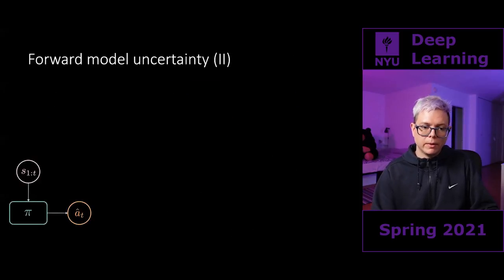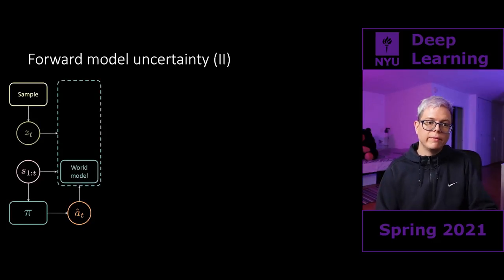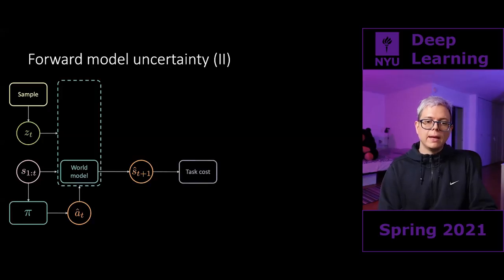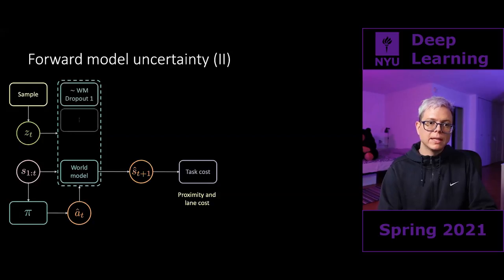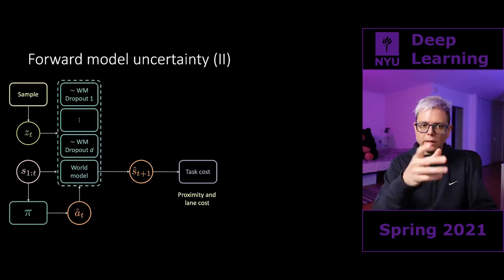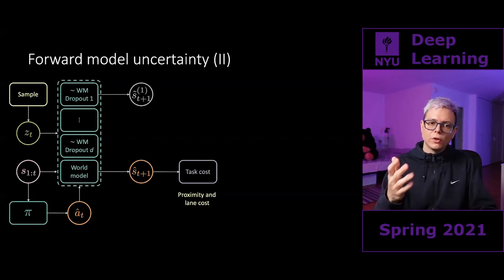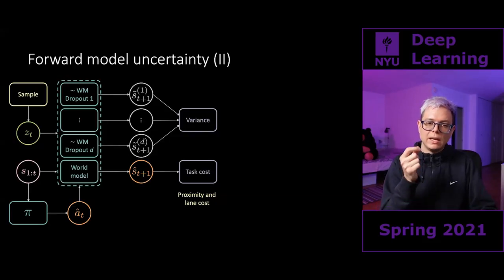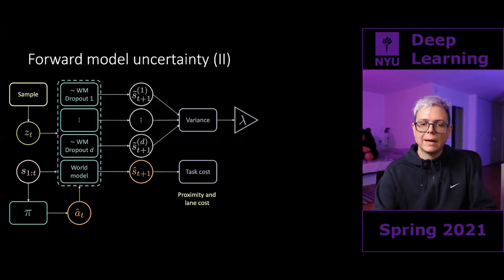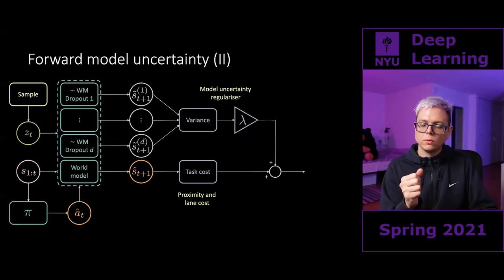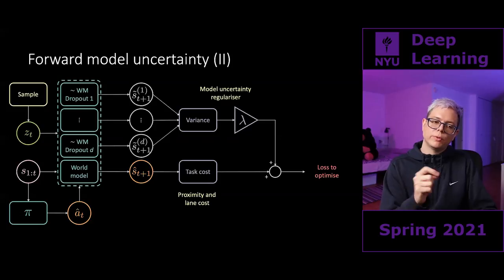Cool. So we have our predictive, our policy, which is feeding our world model. And then we have one latent, right? Which is giving my prediction s-hat t plus one. And then we had the cost there, which is my proximity and lane cost. But then inside this dashed line, I have multiple dropout masks, right? I forward the same latent and the same state and the same action multiple times with different dropout masks, which is going to give me, of course, different predictions, right? Then I can compute the variance, and then I have an estimate of the uncertainty with which a prediction is made, right? And so then I have a multiplier, lambda, and that is going to be modeling my uncertainty. And then I sum the two, and I'm going to have my loss to optimize in order to find the parameters for the pi.